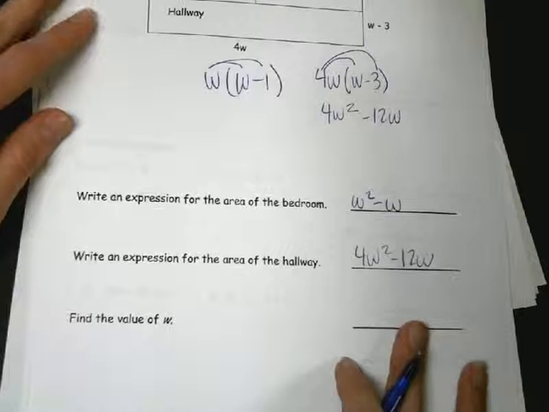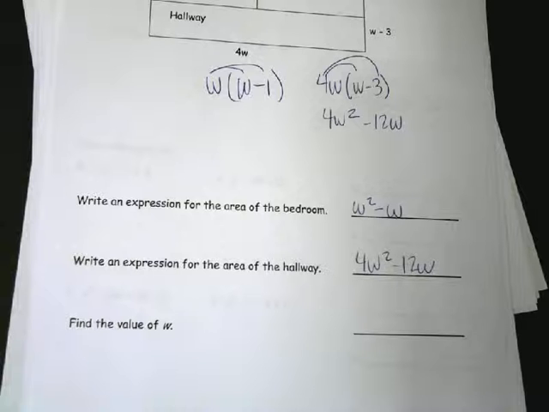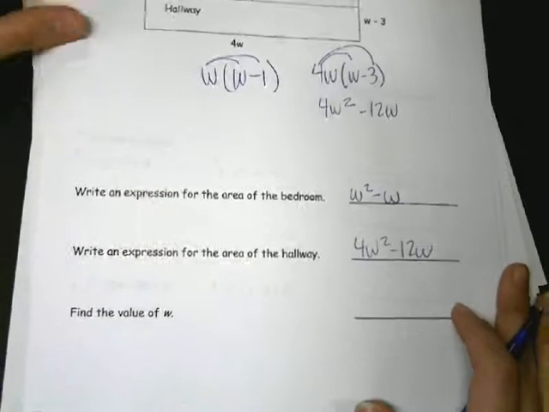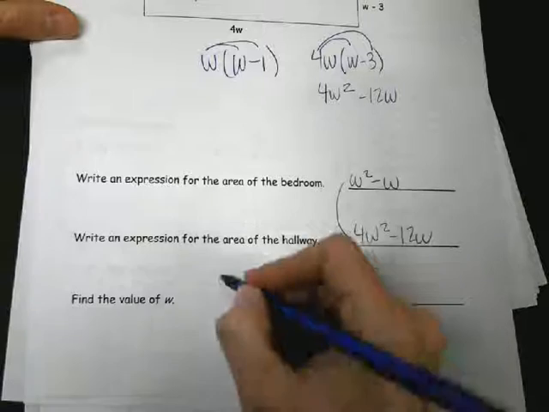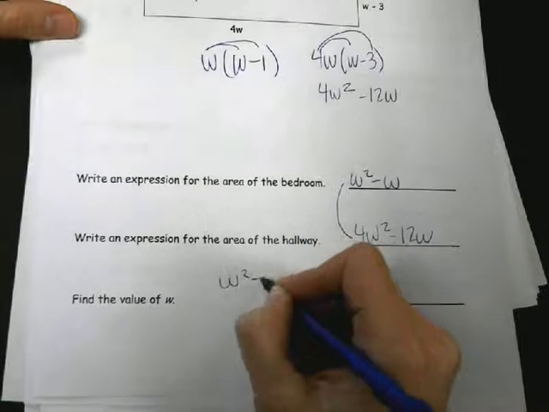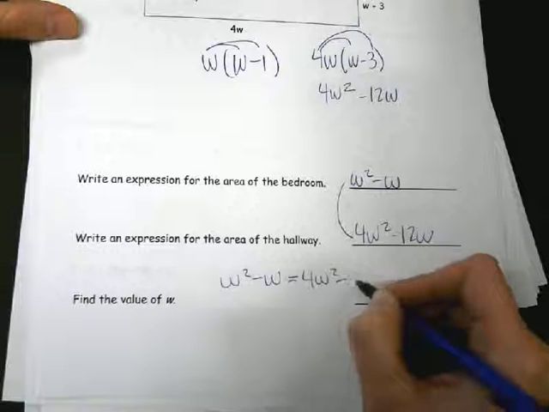Now I have to find the value of W. Well, what it told me in the instructions was that the areas of the two rooms are exactly the same, right? So if two values are exactly the same, then what I can do is set them equal and solve for W, right? You guys agree? Okay. So if I'm going to find the value of W, and these two are the exact same, then I'm going to set them equal. W squared minus W equals 4W squared minus 12W.